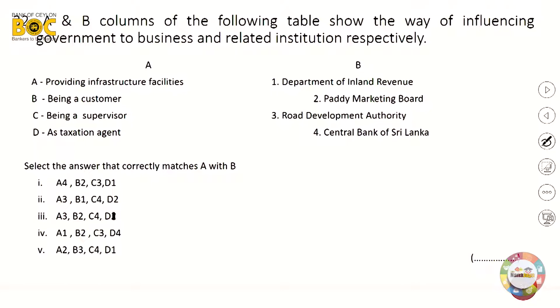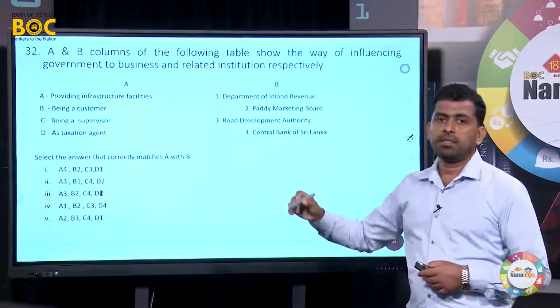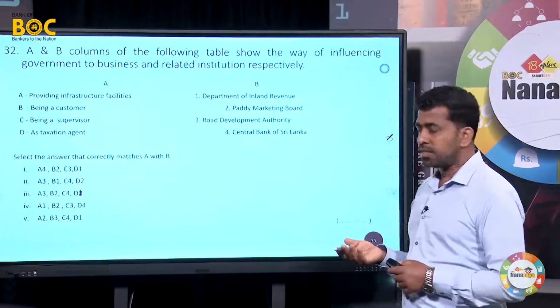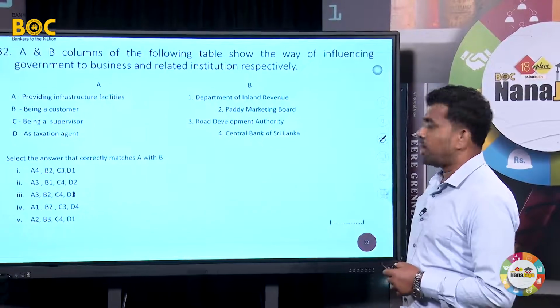A and B columns of the following table show the way of influencing government on business and related institutions respectively. Providing infrastructure facilities, being a customer, and being a supervisor as a taxation agent are given as government roles, and you are given some government organizations: Department of Inland Revenue, Paddy Marketing Board, Road Development Authority and Central Bank of Sri Lanka. Providing infrastructure facilities: Road Development Authority constructs highways and expressways as an infrastructure provider.